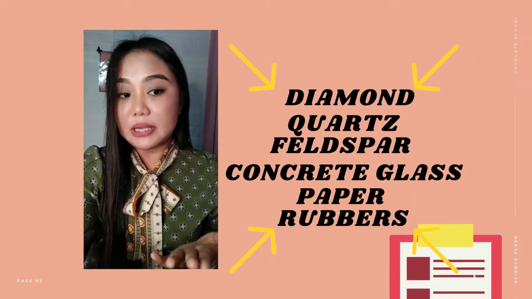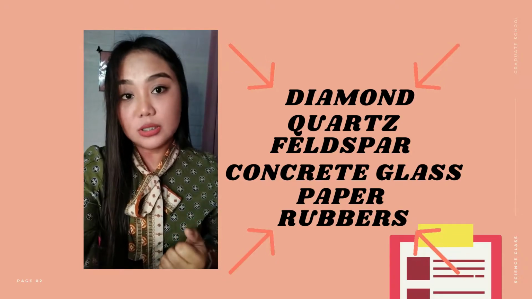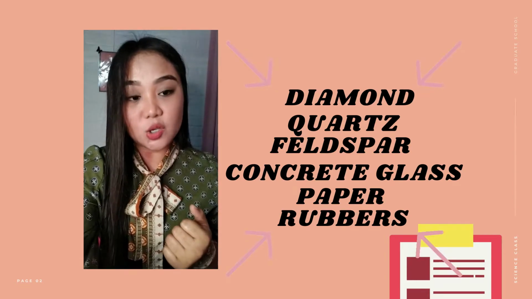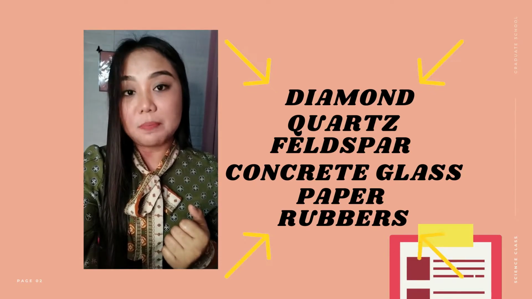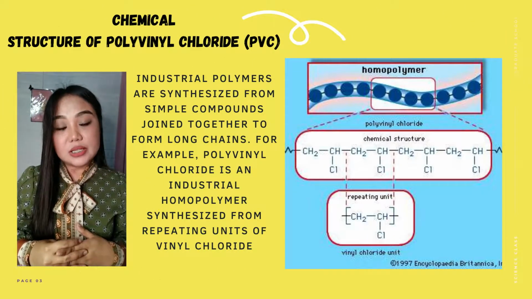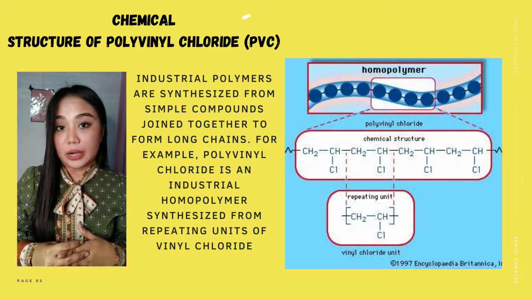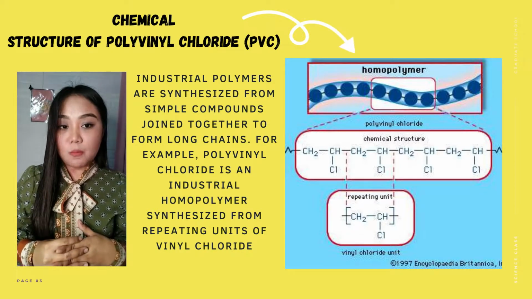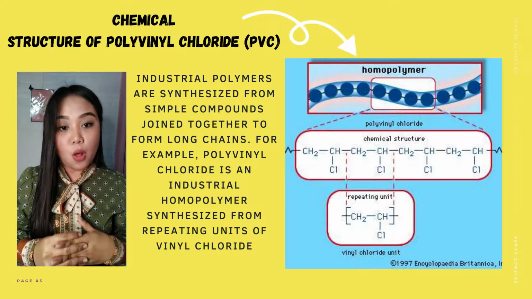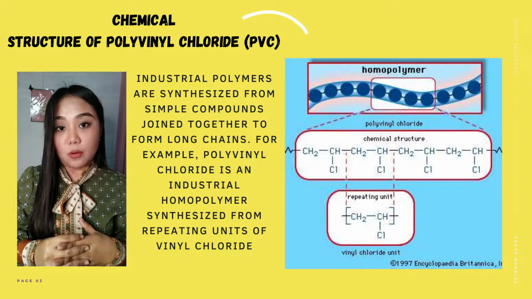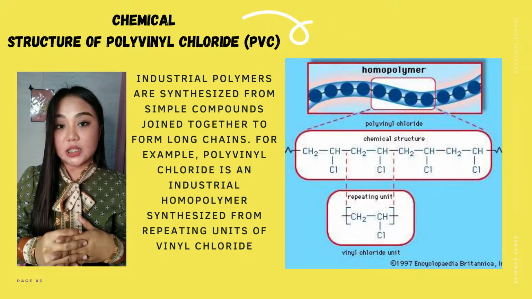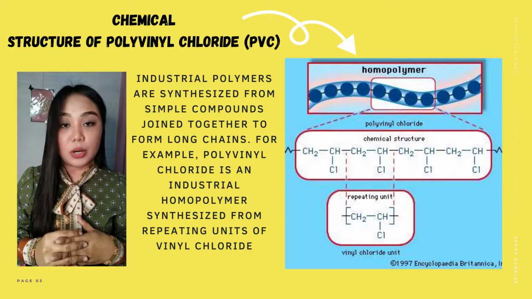Moreover, they constitute the basis of such minerals as diamond, quartz, and feldspar, and such man-made materials as concrete, glass, paper, plastics, and rubber. Look at this picture. This is the chemical structure of polyvinyl chloride, or PVC. Industrial polymers are synthesized from simple compounds joined together to form long chains. For example, polyvinyl chloride is an industrial homopolymer synthesized from units of vinyl chloride.